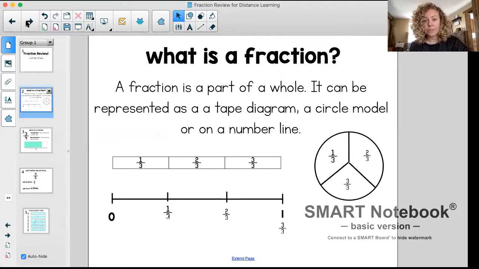What is a fraction? A fraction is part of a whole. It can be represented as a tape diagram, a circle model, or a number line. So we see the tape diagram, circle model, and the number line all here, all representing thirds. We don't usually use the circle model very often, but you will see it out and about in the world. We typically focus on these two, but here we have thirds on a number line and a tape diagram.